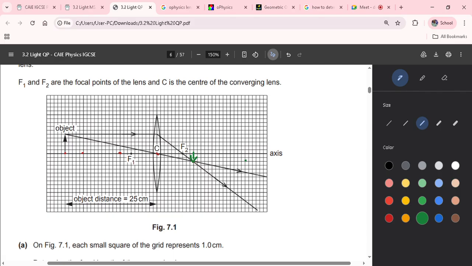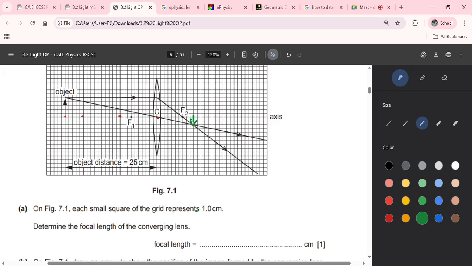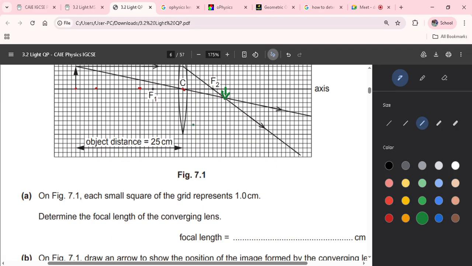So what's the question? Determine the focal length of the converging lens. What's the focal length? Yeah, the number, in centimeters. How many centimeters is the focal length? Maybe you can calculate or count it. How many centimeters from this to this? From the center to F1, or from the center to F2, is the same. Can you answer this question?